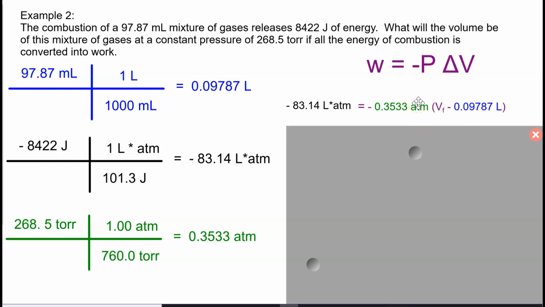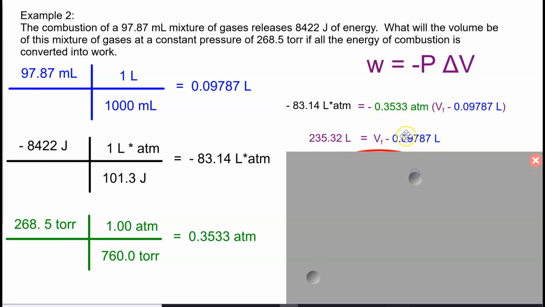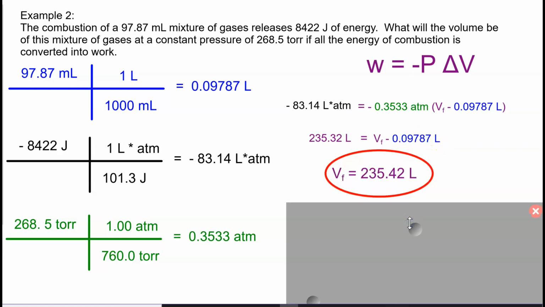We can instead divide both sides by negative 0.3533 atmospheres. That's what I did here. To get to this value, I took the negative 8314 liter atmospheres and divided by negative 0.3533 atmospheres. When I do that, atmospheres cancel, and I got 235.32 liters equals VF minus 0.09787 liters. Then to further solve for VF, I have to add 0.09787 liters to both sides. And that's how I got this value.